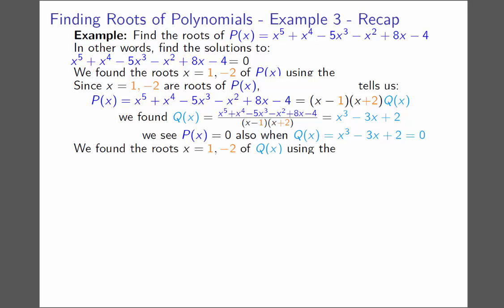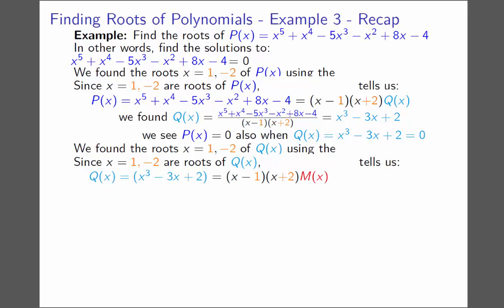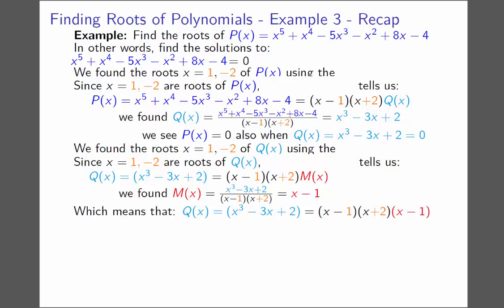And using the rational root theorem, we found that x equals 1 and negative 2 are also roots of q of x. And since x equals 1 and negative 2 are roots of q of x, the factoring theorem tells us that we can rewrite q of x as x minus 1 times x plus 2 times some other polynomial m of x. And we found m of x by doing polynomial division again to get that m of x had to be x minus 1. Which means that we can write q of x as x minus 1 times x plus 2 times x minus 1 again, our m of x.